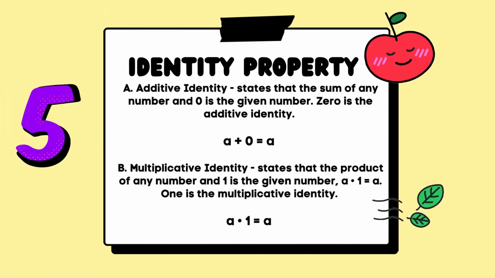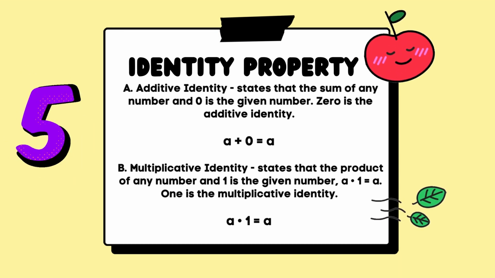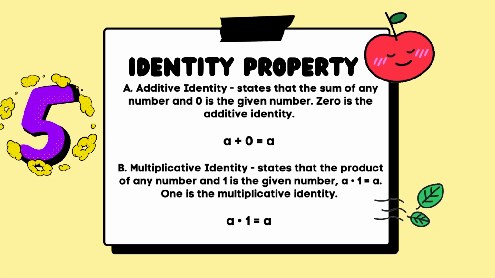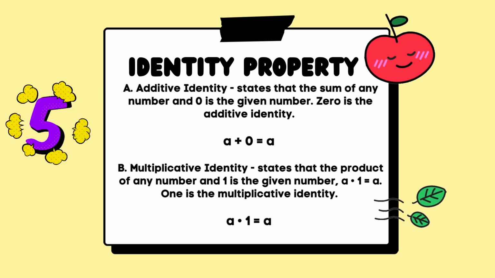Okay, we have now the fifth one. We have the identity property. Maybe you have something in mind. How many properties do we have to talk about? We're just going to talk about six. So we're on the fifth one.